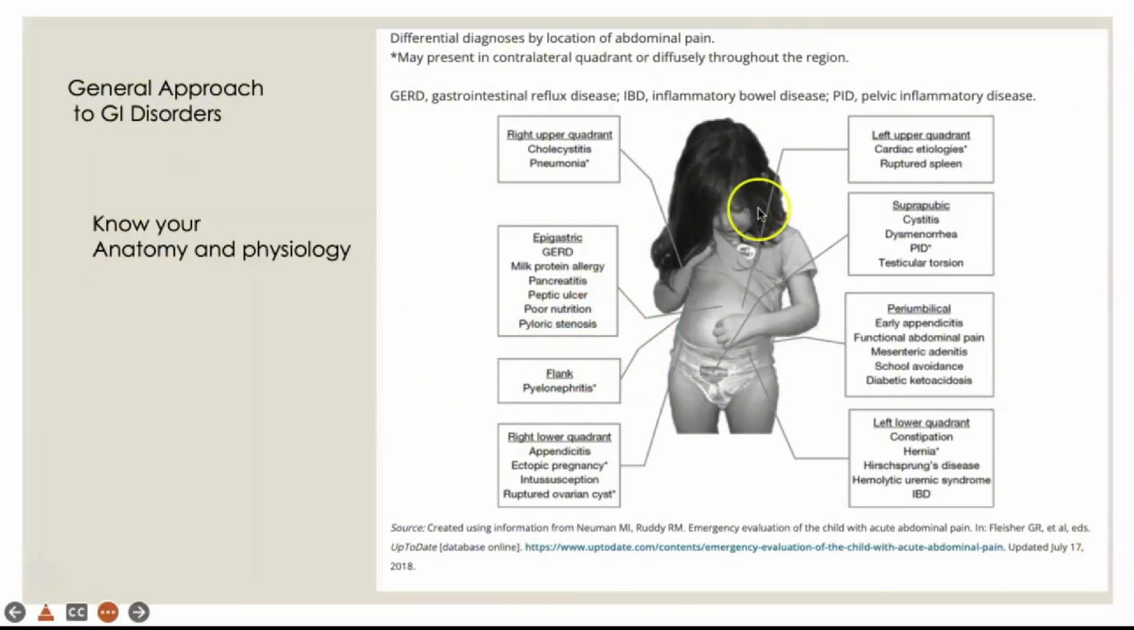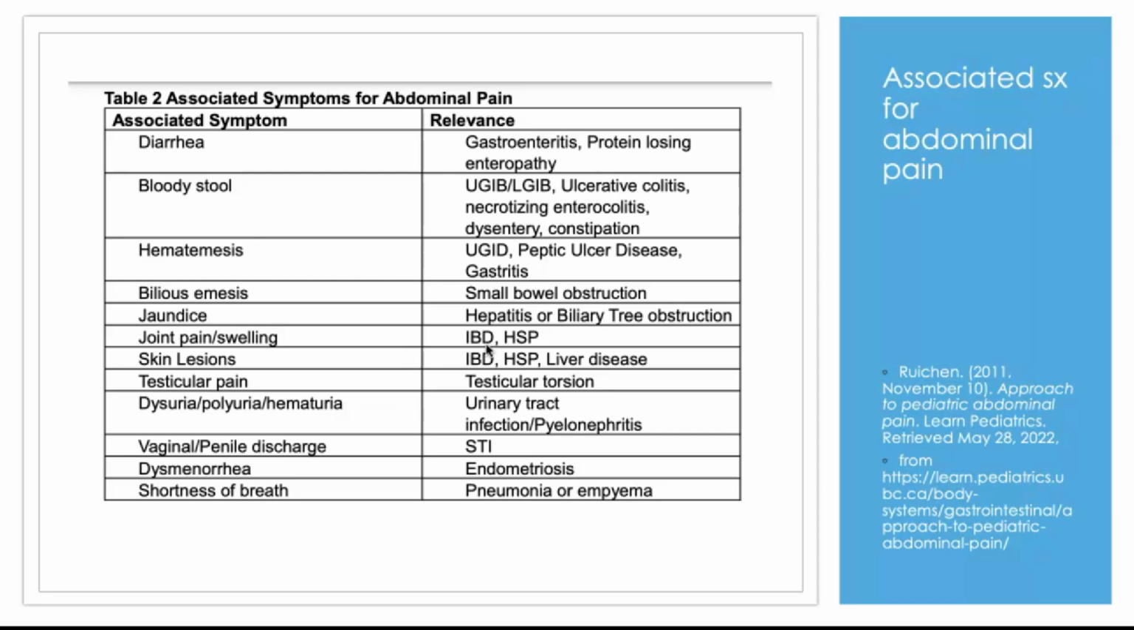So again, know your anatomy. This is a chart to help you consider some of the associated symptoms for abdominal pain. So for instance, if you have diarrhea, consider the history that's been provided for you, and acute viral gastroenteritis is very common for pediatrics, especially during the flu season, winter season. UTI, if there's pain upon urination, blood in the urine, UTI is something you need to consider.